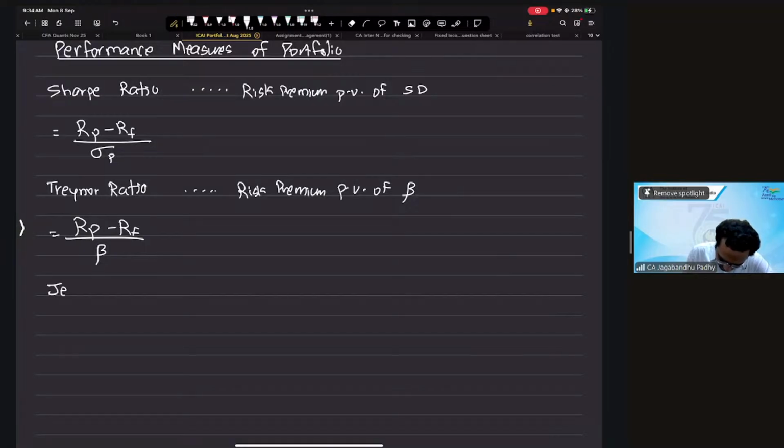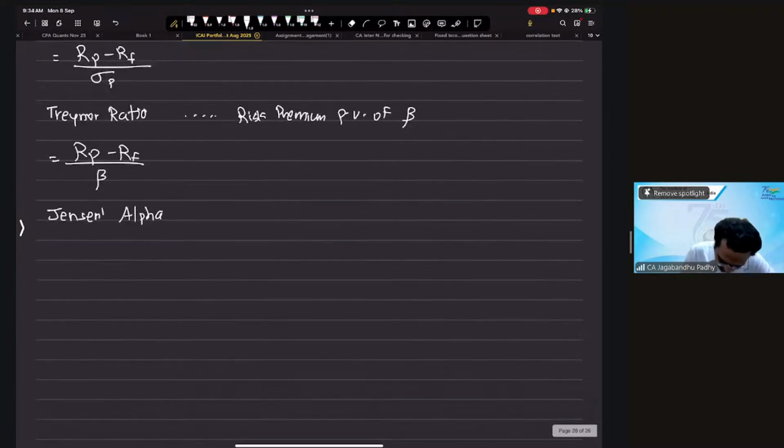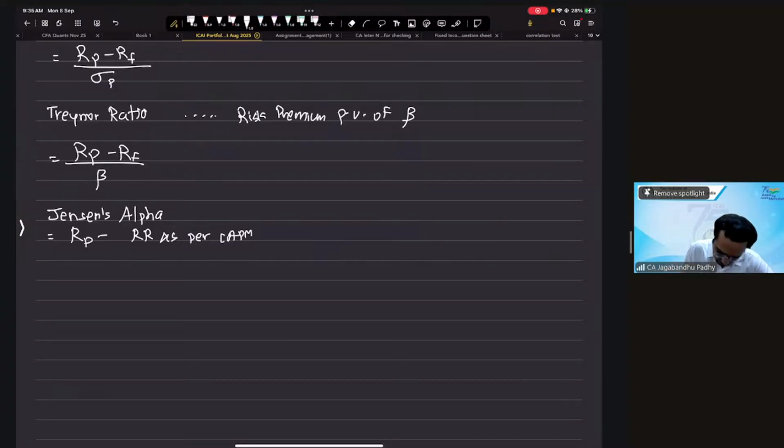Then we have something called Jensen's alpha. Now, what is this Jensen's alpha? Listen. Jensen's alpha is the return of our portfolio minus the CAPM return, or return of a portfolio minus required return as per CAPM. Now, required return as per CAPM is what? RF plus beta into RM minus RF.